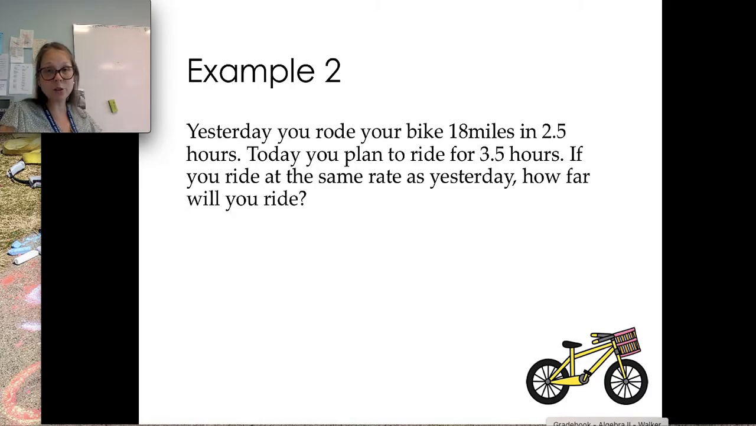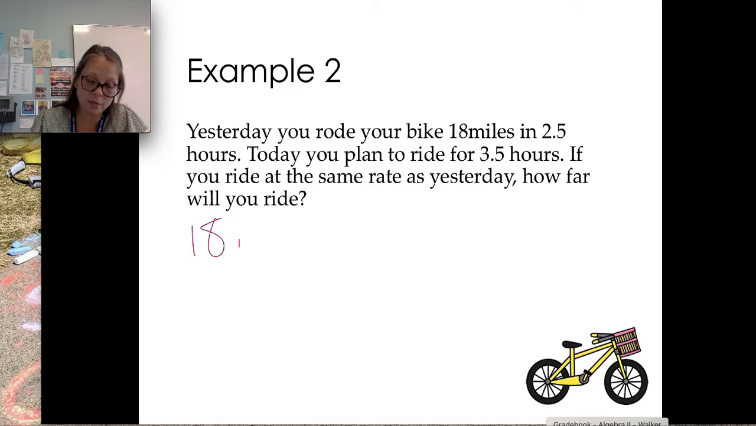Example 2. Yesterday you rode your bike 18 miles in 2.5 hours. Today you plan to ride for 3.5 hours. If you ride at the same rate as yesterday, how far will you ride? Well, to find our rate from yesterday, we have 18 miles. That took us 2.5 hours.